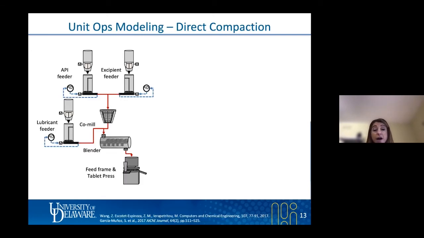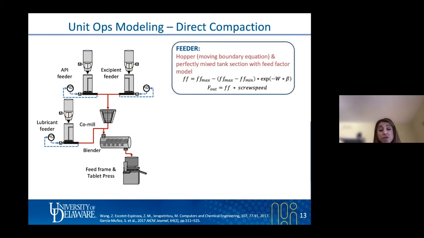We have been working in this area for a number of years, developing models to describe different modes of production. Here I'm focusing on granular materials and the production of tablets. This is a direct compaction line involving feeders, the comill, the blenders, and the tablet press.